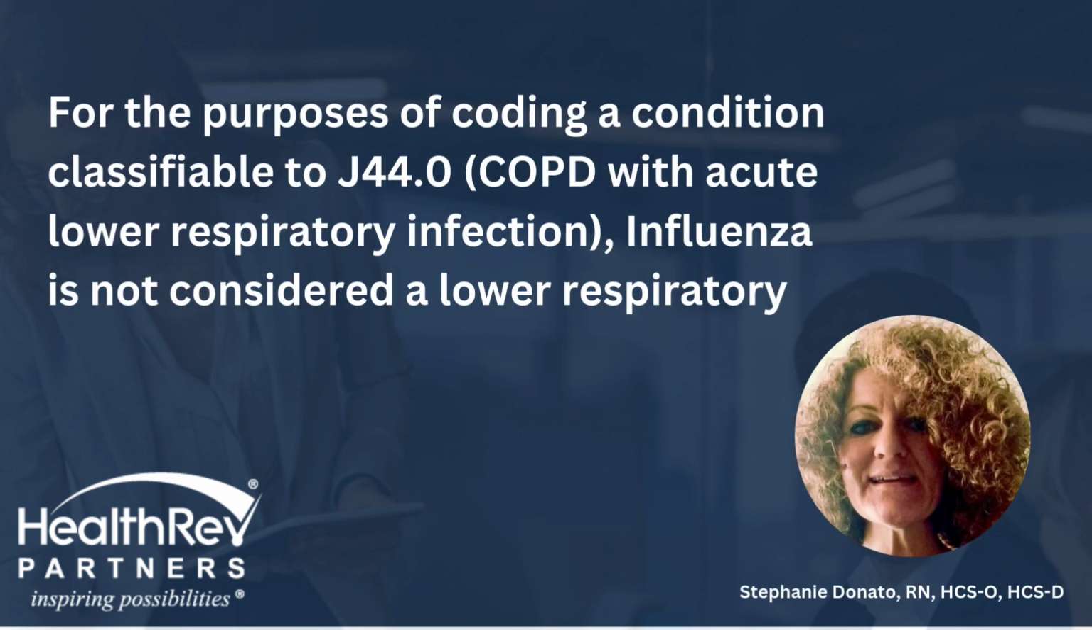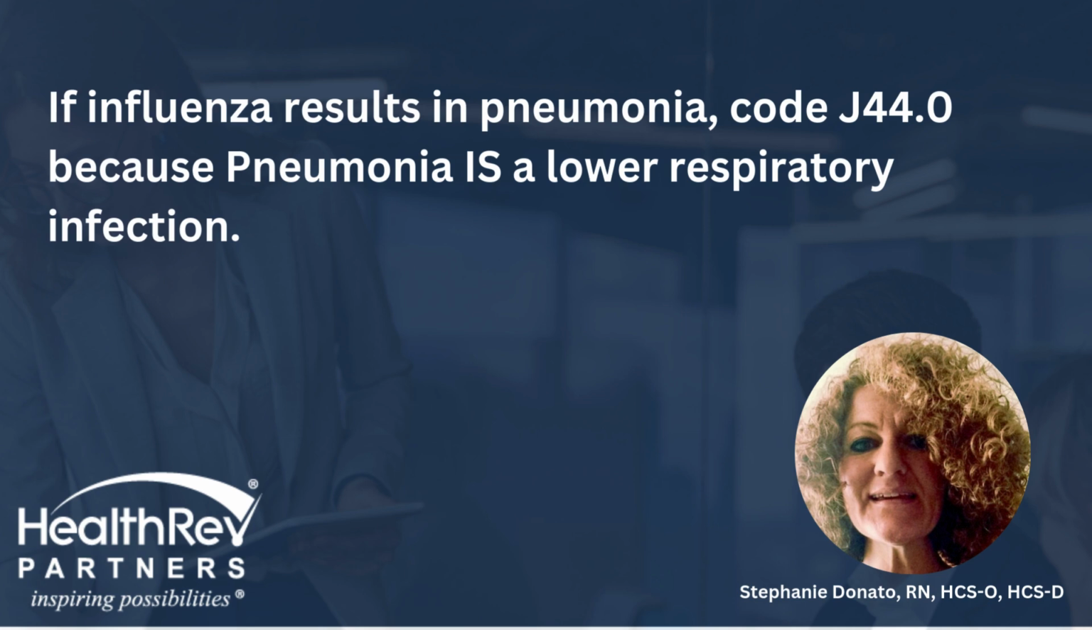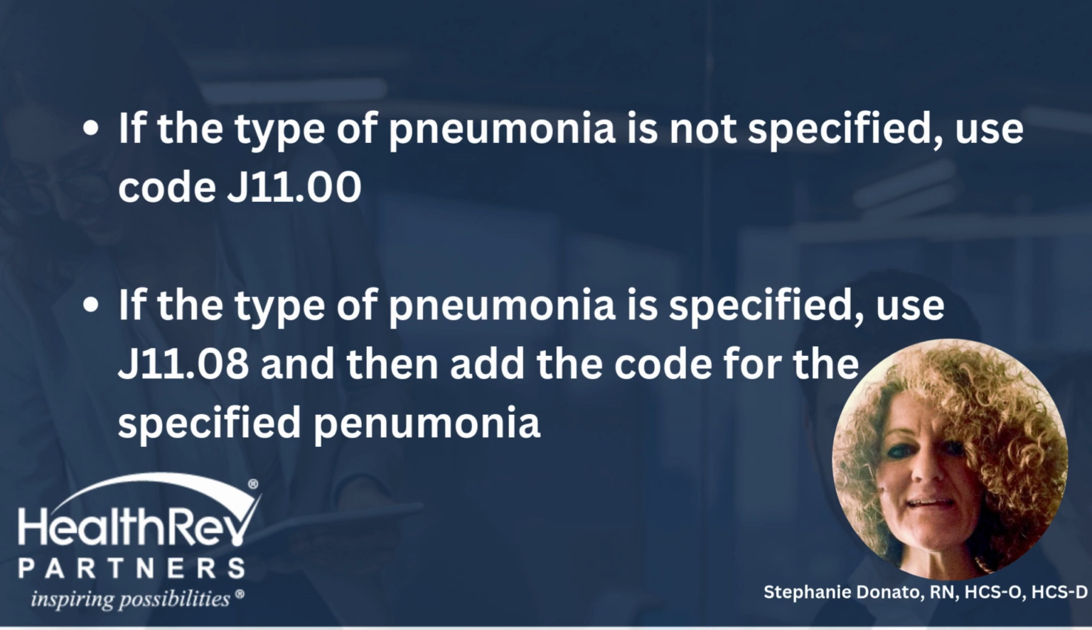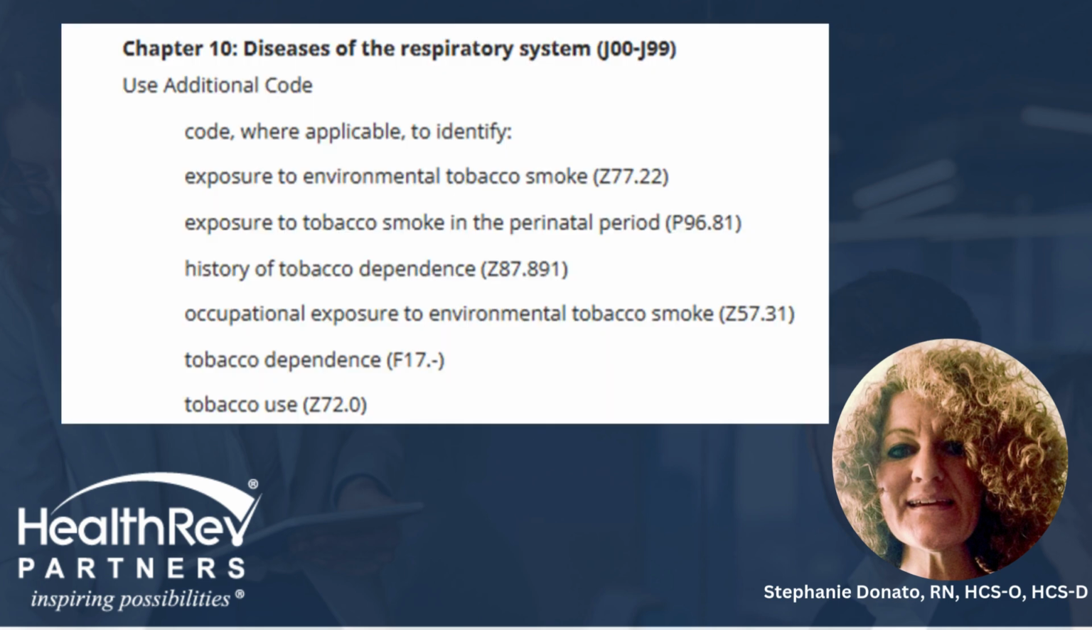For the purposes of coding a condition classifiable to J44.0, COPD with acute lower respiratory infection, influenza is not considered a lower respiratory infection. If influenza results in pneumonia, this is where you would code J44.0 because pneumonia is a lower respiratory infection. If the type of pneumonia is not specified, use code J11.00. If the type of pneumonia is specified, use J11.08 and then add the code for the specified pneumonia. Also, be sure to add any current or history of smoking, tobacco dependence, and exposure to tobacco smoke, if applicable.